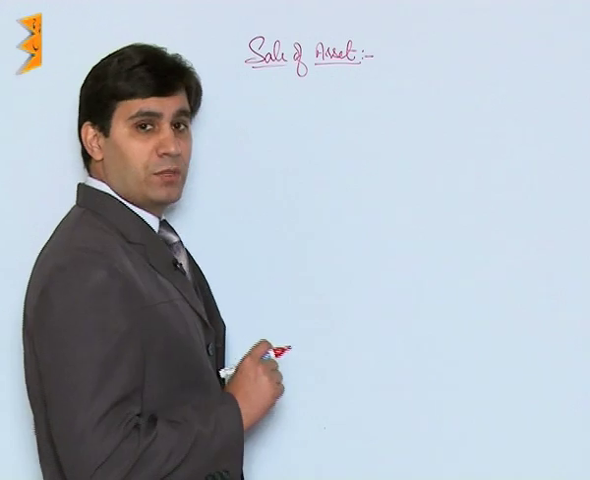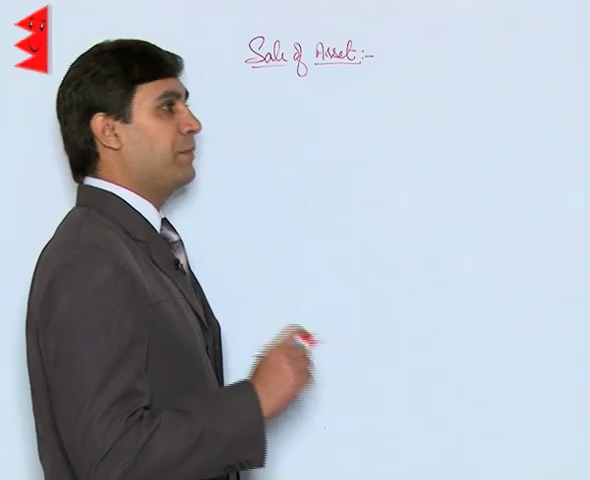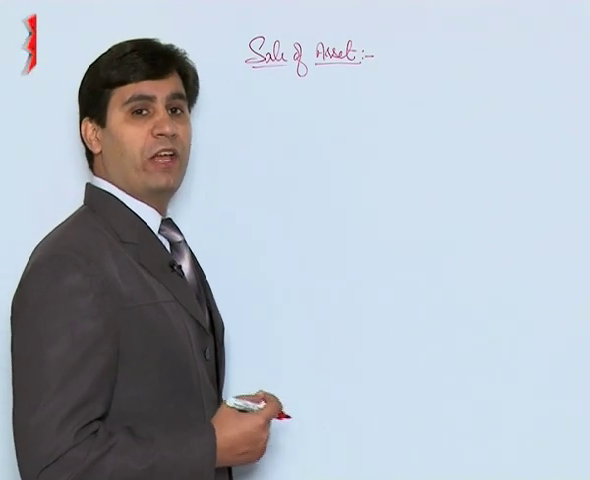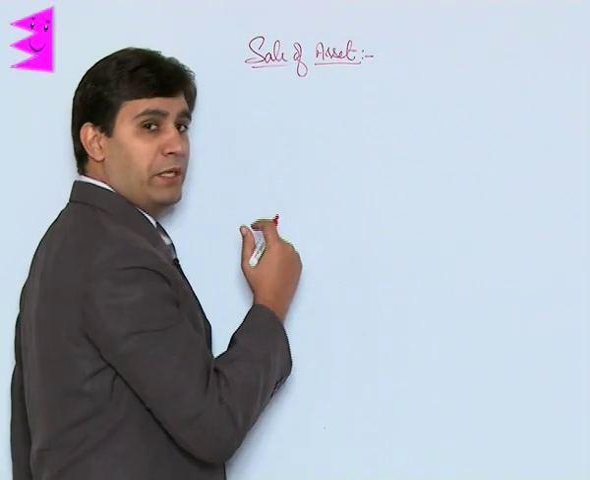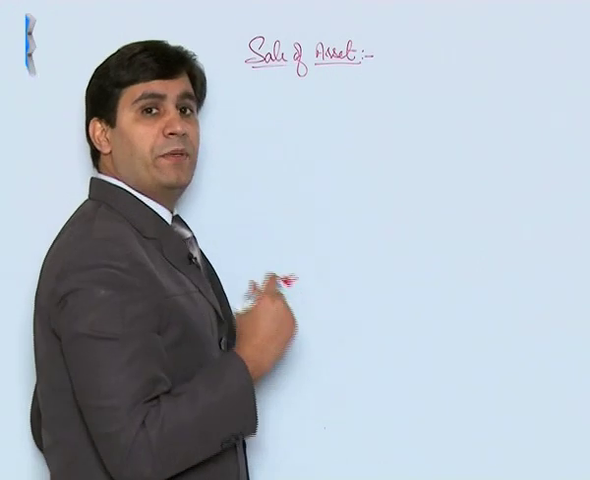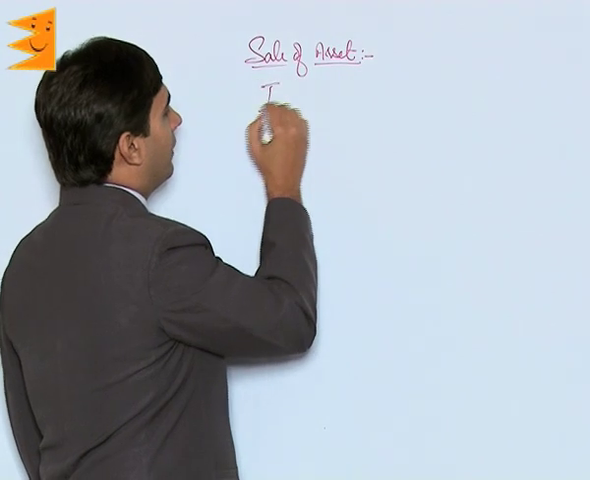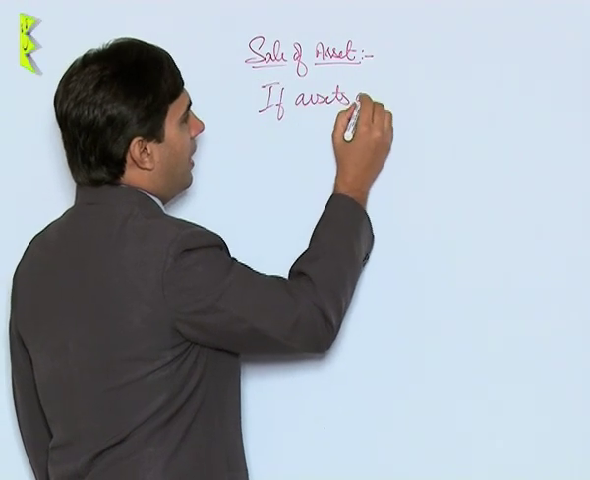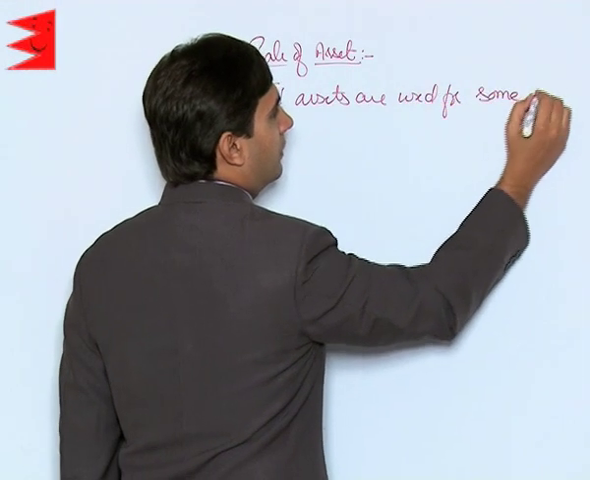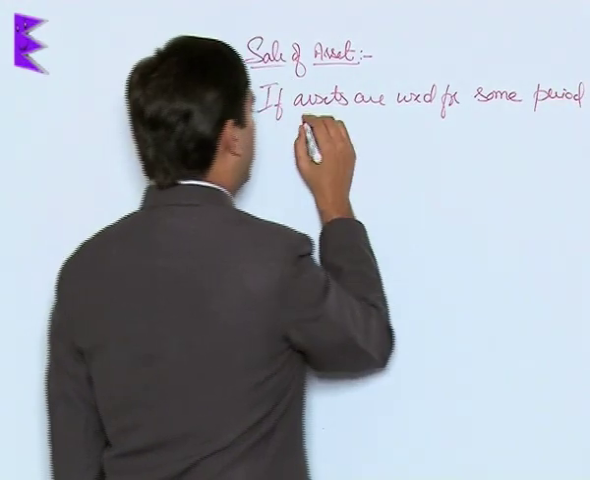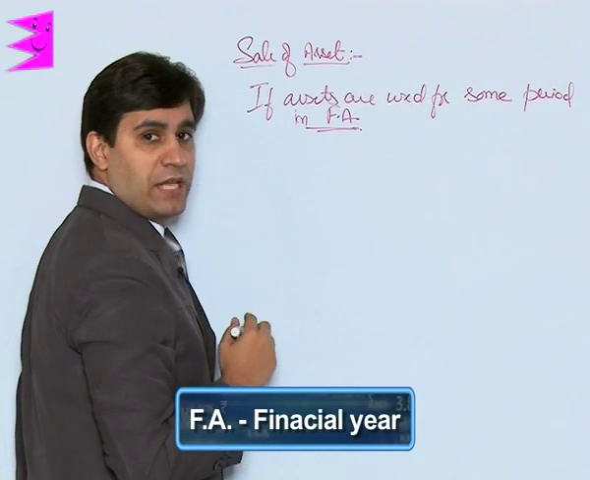Now students, it is quite possible that you might have to sell assets during a particular accounting period. That means, let's say after 3 months or 4 months or 5 months of the beginning of the new financial year. Since you have used that particular asset for a certain number of months, depreciation has to be charged. So in case assets are used for some period in the financial year, then depreciation has to be charged.